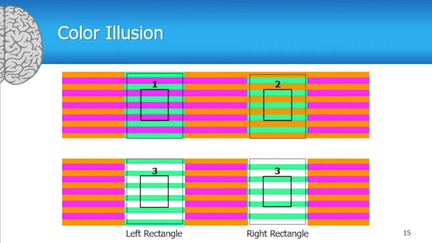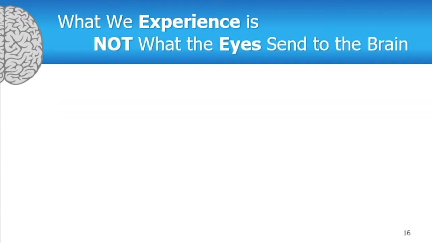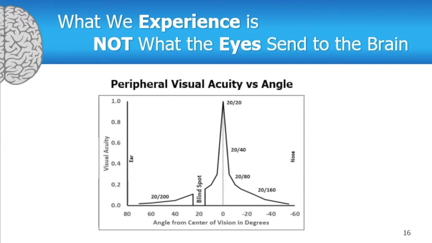More evidence that we are experiencing our model of the world is that what we experience is not the information the eyes are sending to the brain. The reason I claim this is that visual acuity drops rapidly as you move away from the center of vision. And then there is the blind spot, which is on different sides of the center of vision in the two eyes.